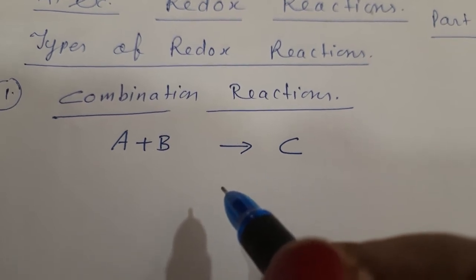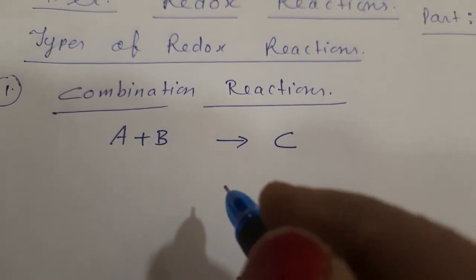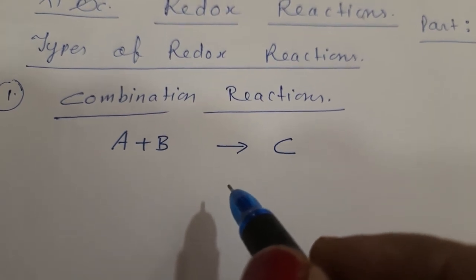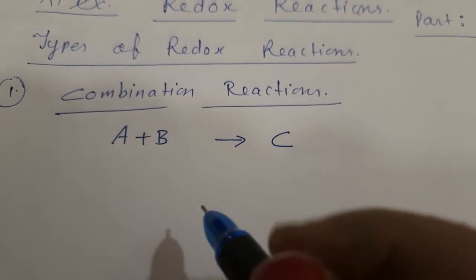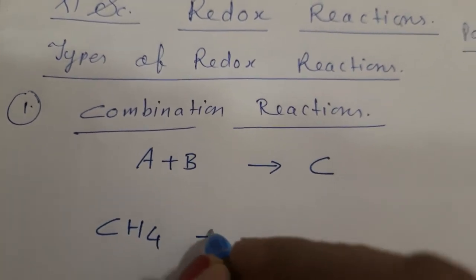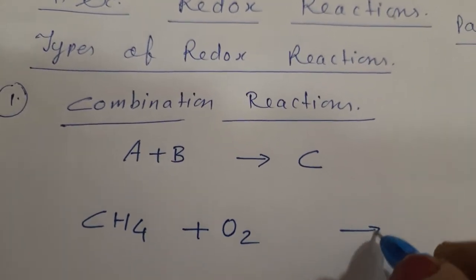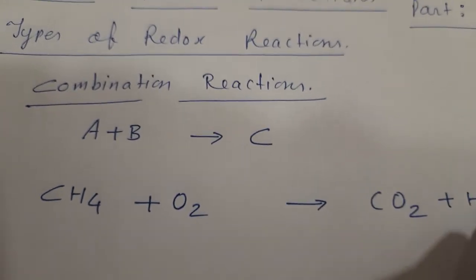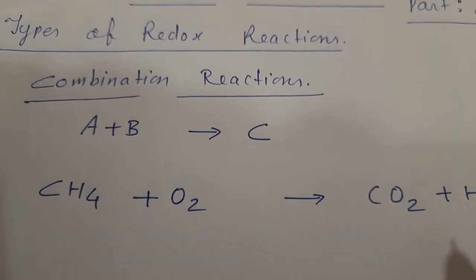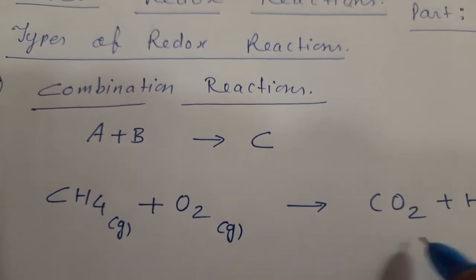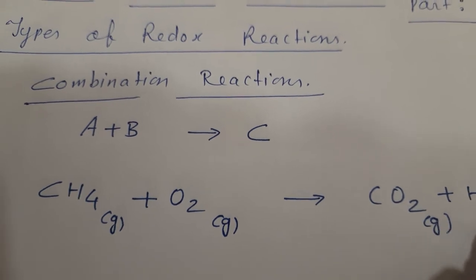All combustion reactions which make use of dioxygen are combination reactions. Okay, they combine with oxygen. Like if I show you CH4 plus O2, what will it give? CO2 plus H2O. Correct? Now we will balance this. So CH4, methane is a gas, oxygen is a gas, CO2 is a gas, and H2O is a liquid.